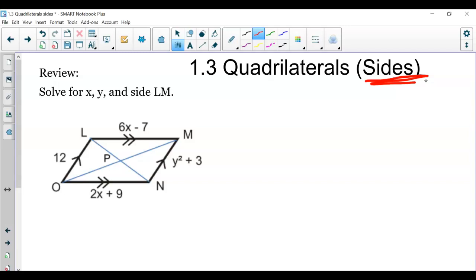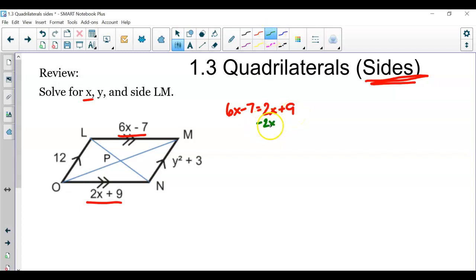So go ahead and pause the video and let's see if you remember, given that this is a parallelogram, you're solving for x, y, and the side LM. And here we go. So solving for x, well, I notice that x is side LM here and side ON here, which are opposite sides, which are not only parallel, but also congruent or equal to each other. So you just had to set them equal to each other and then solve for x.